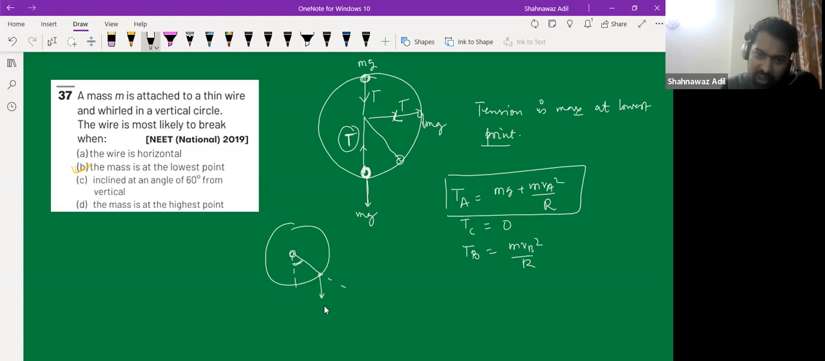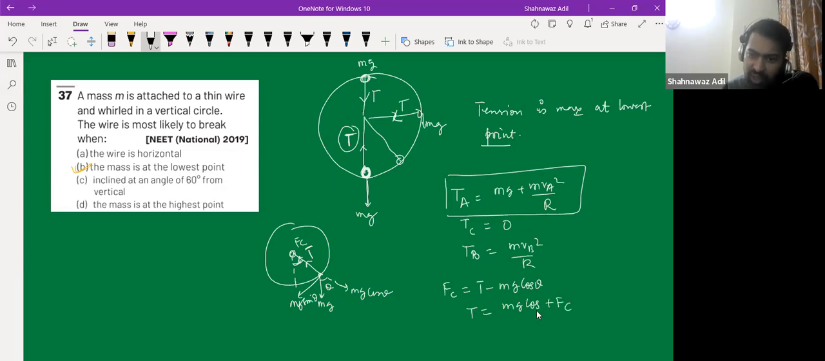So at this point, this is mg, this is theta, so this would be mg cos theta, and this would be mg sin theta. Then this is the tension, right? And this is the centripetal force. So Fc is T minus mg cos theta, so T is mg cos theta plus Fc, right?